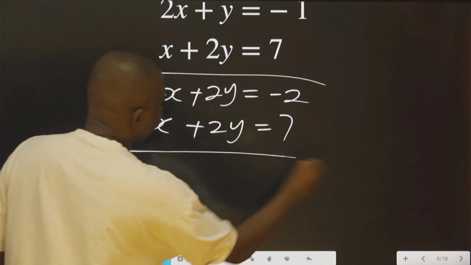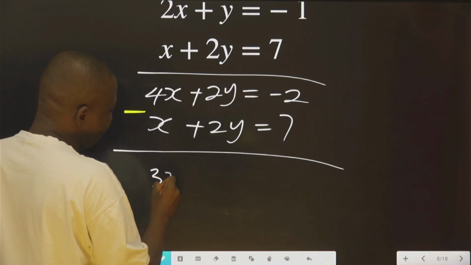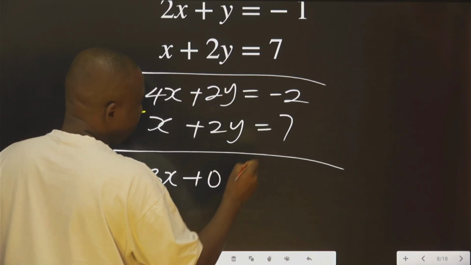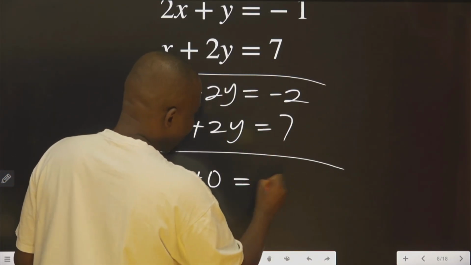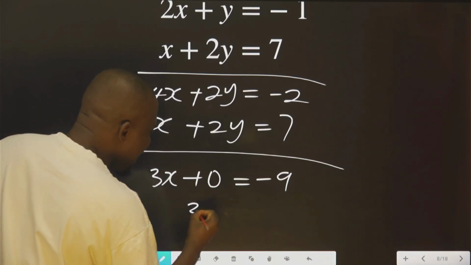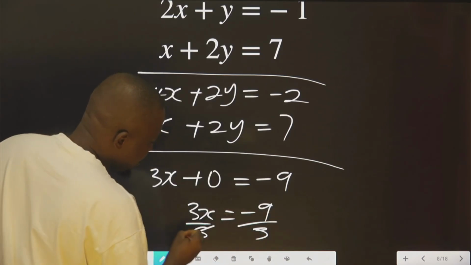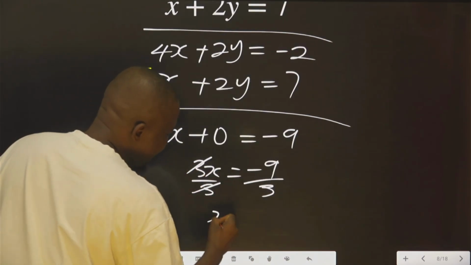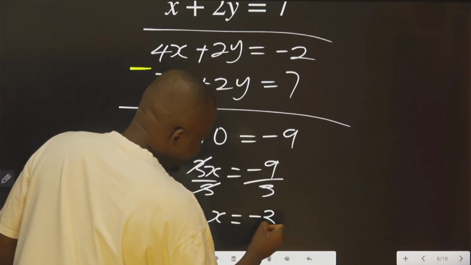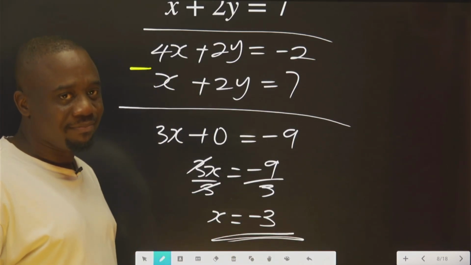Okay? Now we can eliminate. This minus this is 3x. This will give us 0. This will give us minus 9. That is minus 2 minus 7. Okay? It means 3x is equals to minus 9. Divide both sides by 3. You agree with me, you're going to have x as equals to minus 3. So our value for x is minus 3.